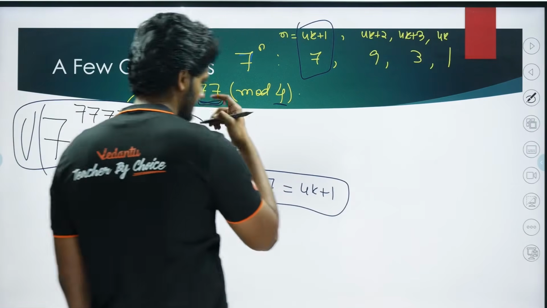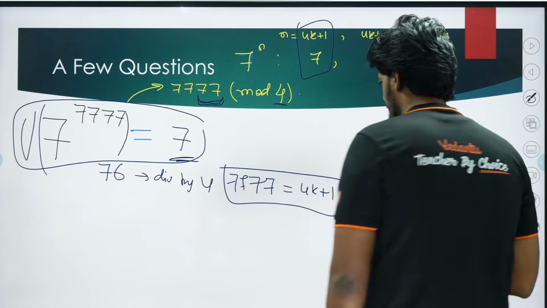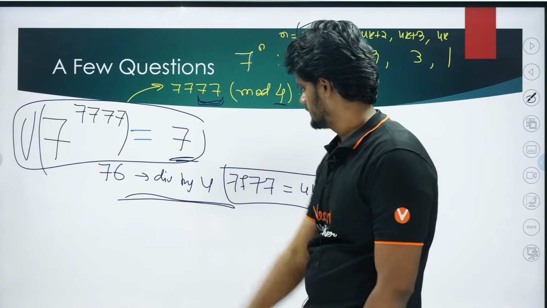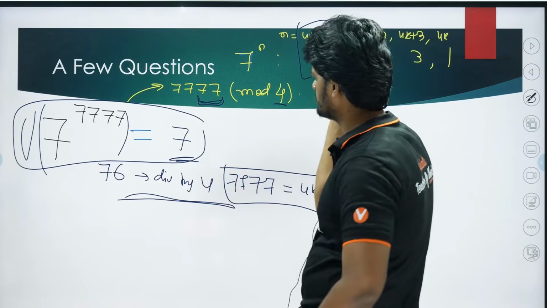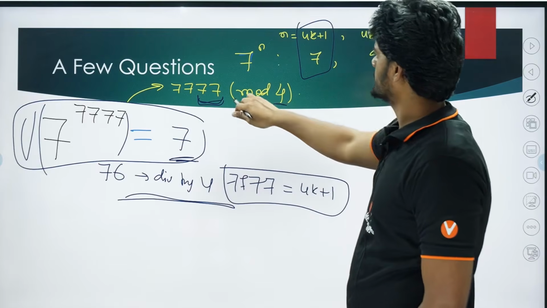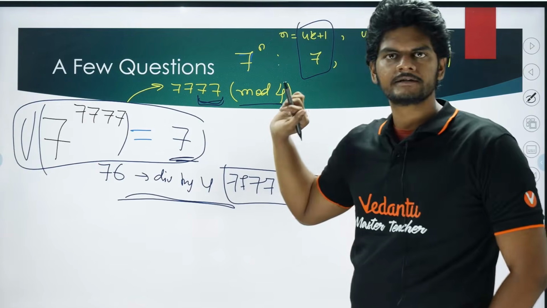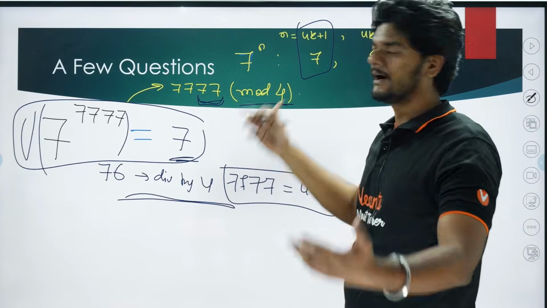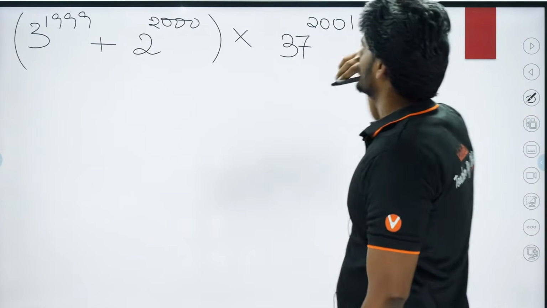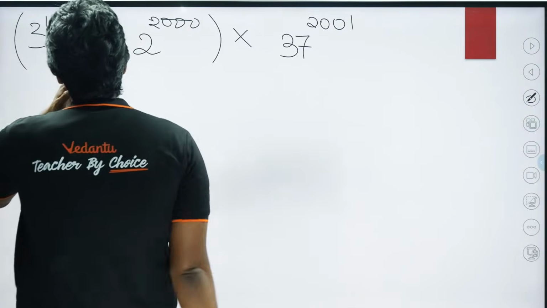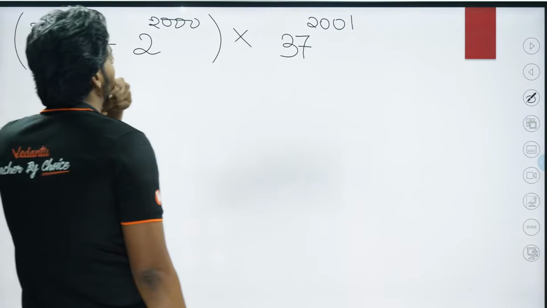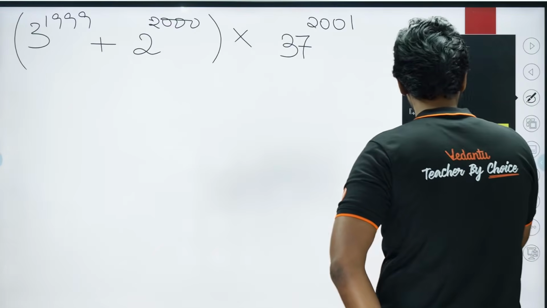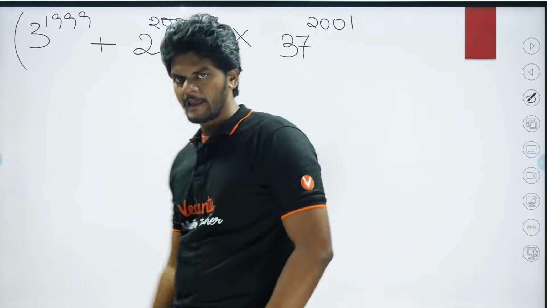Is that clear? It's very easy. Understood? That's how you approach it. Whatever the power be, you again just take mod 4 and check where the number fits in. Voila, right? Okay. Now this one, this is again simple. Yeah, I'm giving you time to do it.